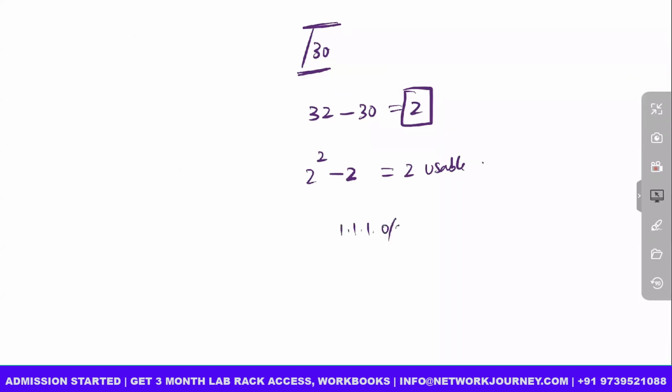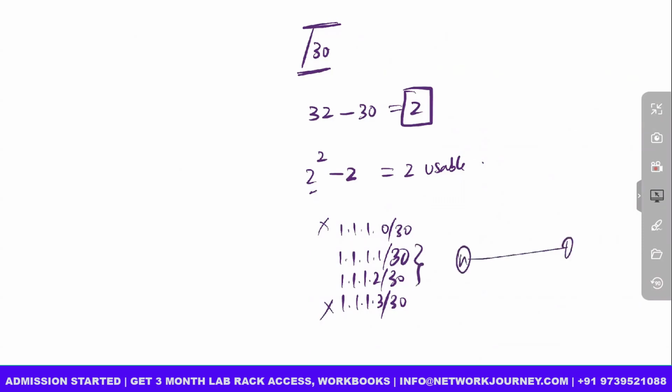So any IP, if you start with 1.1.0, let's say, slash so and so, you first need to write all of them. It says 4 usable IPs, correct? But out of 4, this is non-usable, this is non-usable. So you can use only this. So if you have 2 routers, on one side you assign .1 and on the other side you assign .2.